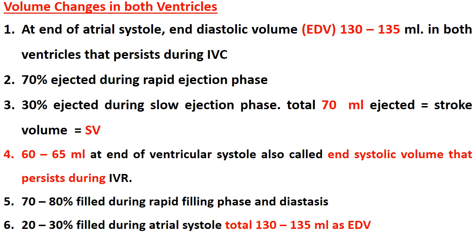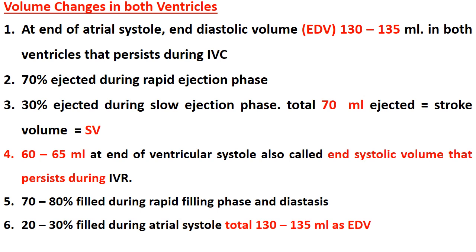So now we are showing volume changes in both the ventricles. At end of the atrial systole, you have to keep the diagram in your book on the front. At end of the atrial systole, the end diastolic volume is 120 to 135 milliliters in both the ventricles. And this will persist during isovolumetric contraction.